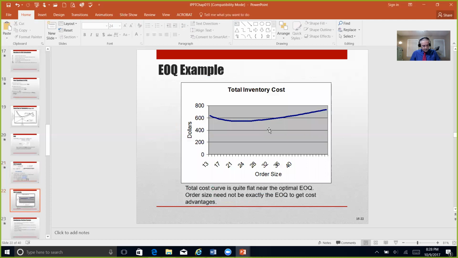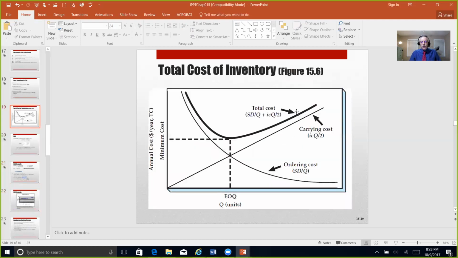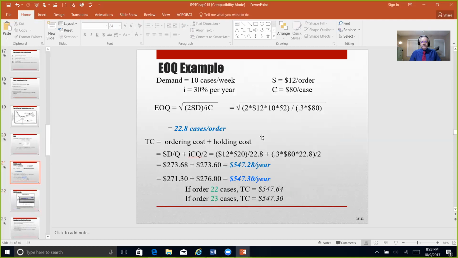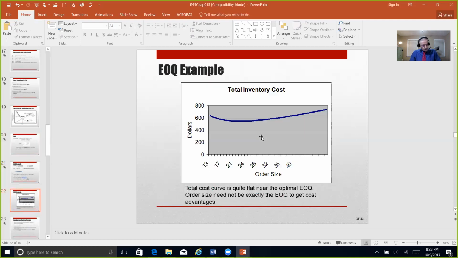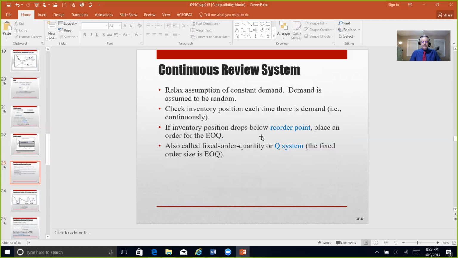Here's the graphical representation of that. You can see around 21, 22, 23, 24 cases, my total inventory cost is a flat line. So anywhere within that range, my total cost is going to remain the same. But obviously, the more I order, the more cost I'm going to incur, because my demand may not be there and I have more inventory that I'm carrying. Again, carrying cost is inventory cost. Okay, so that's another example that goes along with the example on page 379, 378.